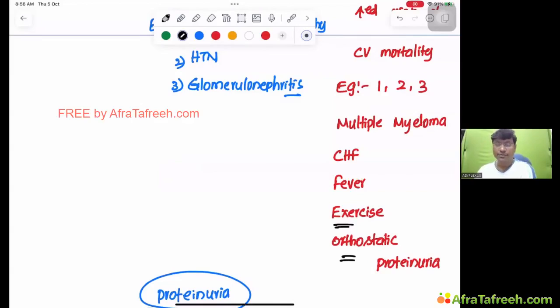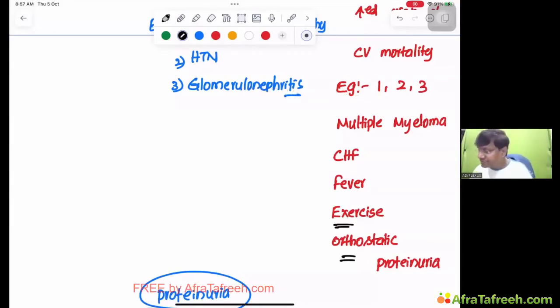Then orthostatic proteinuria. Orthostatic proteinuria is when the individual is in supine position, and when urination is done, there is no proteinuria. But when the individual gets up and then urinates, there is a chance of proteinuria. That is called orthostatic proteinuria.